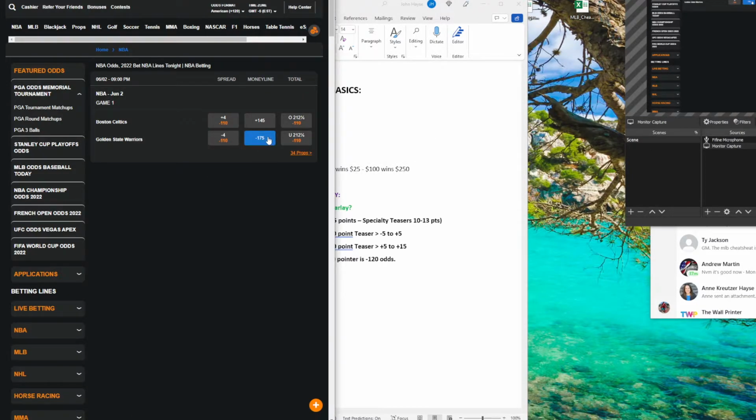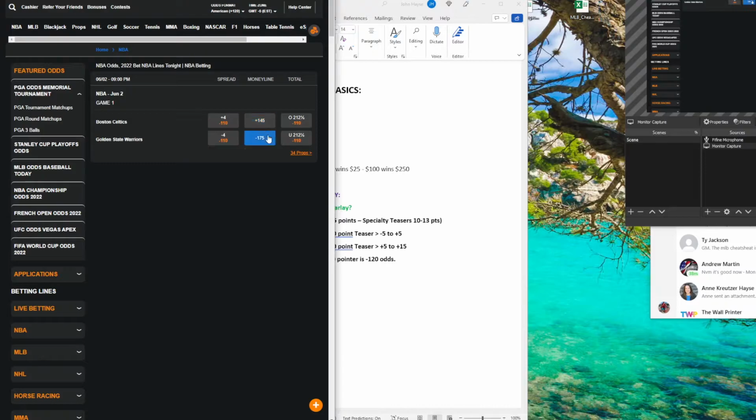So in this case, if you bet Golden State money line, you'd have to risk 1.75 units to win 1 unit, or $17.50 to win 10, vice versa. If you go with the money line for Boston, they have to win the game outright because you're not taking the 4 points. So 1 unit pays, imagine a decimal point, 1.45 units. So $10 would pay $14.50, or $1,000 would pay $1,450. So that's how the money line works.